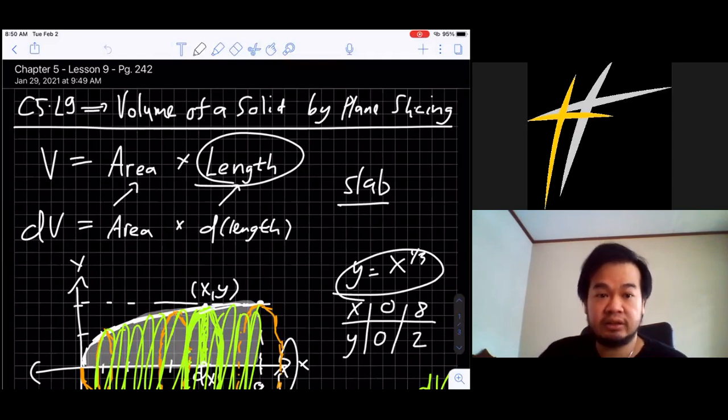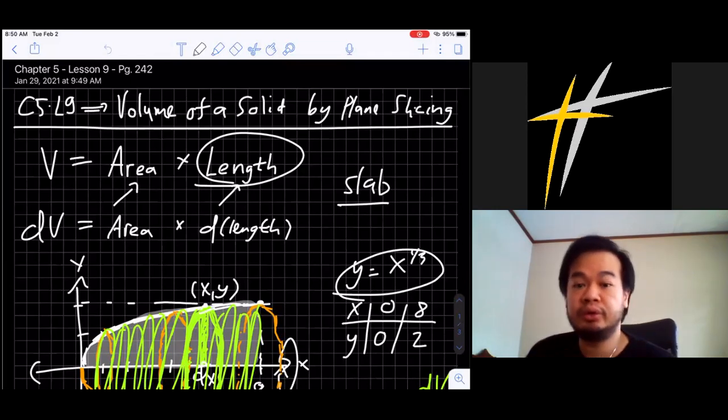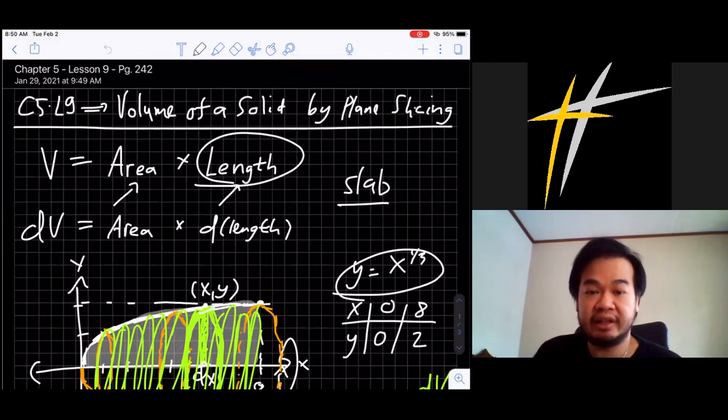Today's lesson is still about volume of a solid by plane slicing, in your book, chapter 5, lesson 9, page 242. Now we're going to continue to the next variation of problem set. You can open your book, page 244.